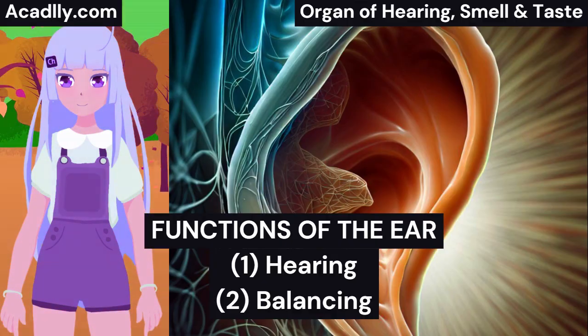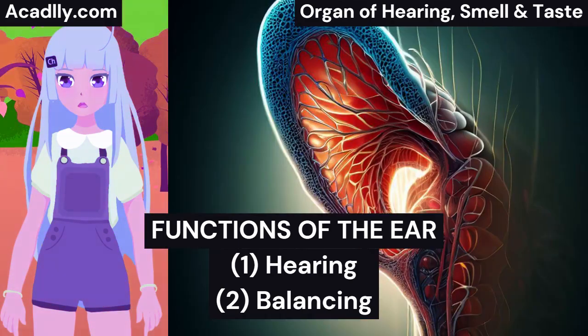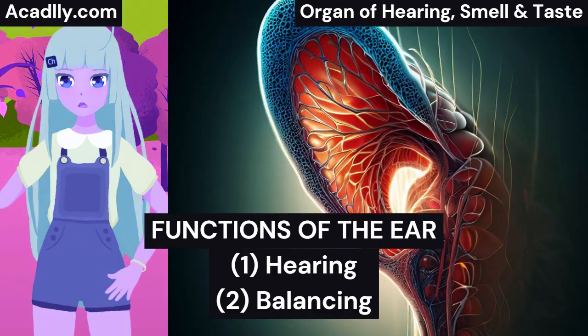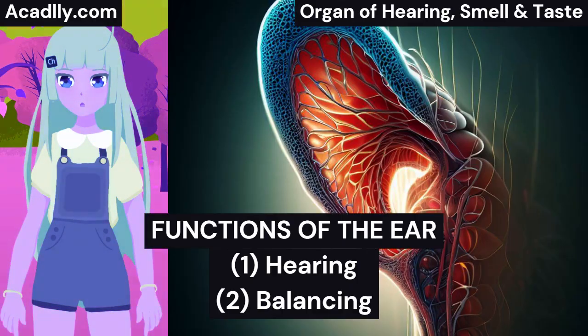Mechanism of balancing. Movement of the head in any direction causes the fluid within the semicircular canals and the otoliths in the ampullae to move. This movement generates impulses that travel through the vestibular branch of the auditory nerves to the brain for interpretation. The brain then relays impulses to the body's muscles to maintain balance and body position.